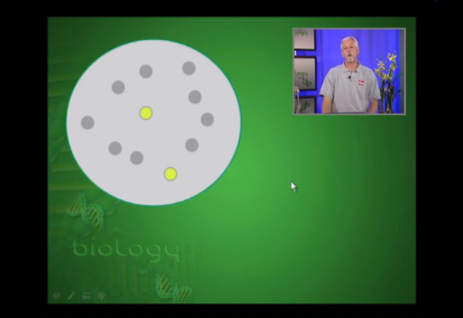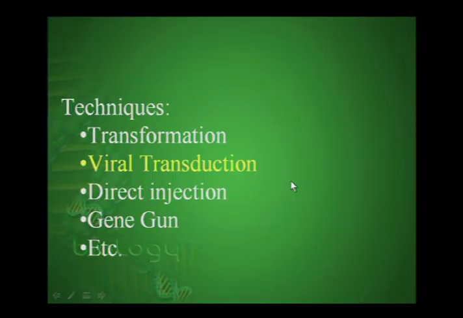So again, the idea of a marker is always really important. Okay, now another way to get genes into cells is what's known as viral transduction. So we will use a virus as a carrier to get genes into a cell.